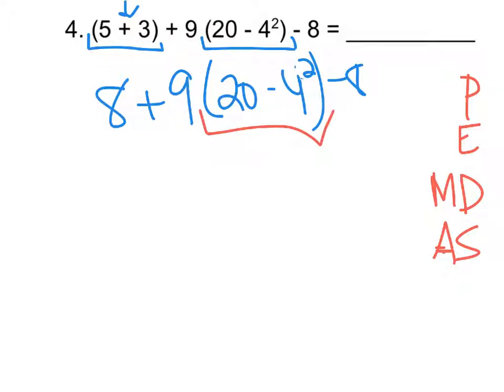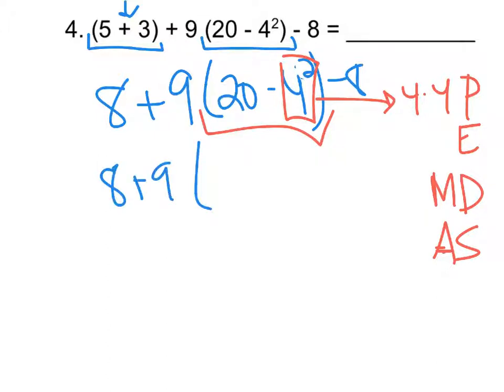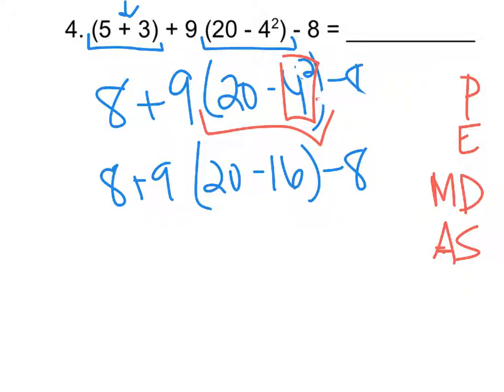So I have 20 minus 4 squared. I need to do this 4 squared part first. 4 squared is the same as 4 times 4. So I'm now going to have 8 plus 9 times 20 minus 16 minus 8. I'm still looking to see if I have any more parentheses work that I need to do. And I still have parentheses left over. I still have 20 minus 16. Notice that I'm always staying inside my parentheses until I don't have any parentheses left. 20 minus 16 is 4.